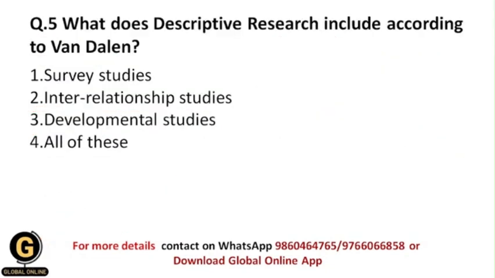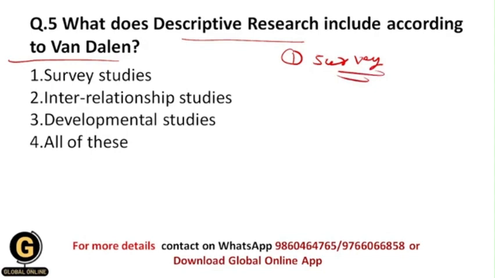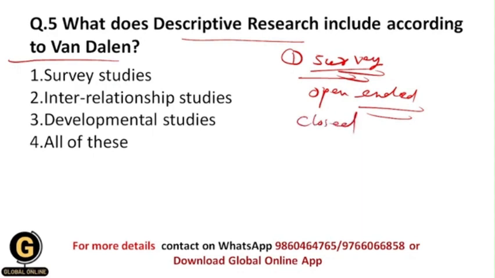Now next, what does descriptive research include according to Van Dalen? According to Van Dalen, there are 3 types of studies included in descriptive research. The first one is survey studies. Within survey studies, we ask questions to the participants and the participants respond to us. In survey studies, we deliver open-ended questions in which we get descriptive answers, and as well we include closed-ended questions from which we get closed answers. Basically, we provide choices in the closed-ended questions and we get the answers from those choices.